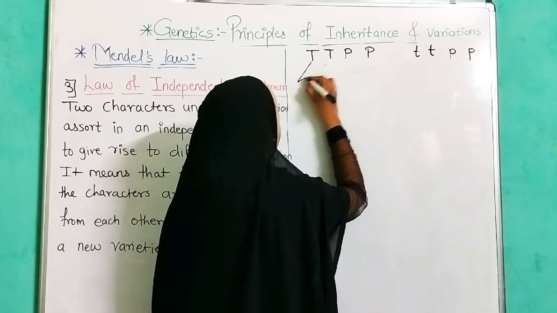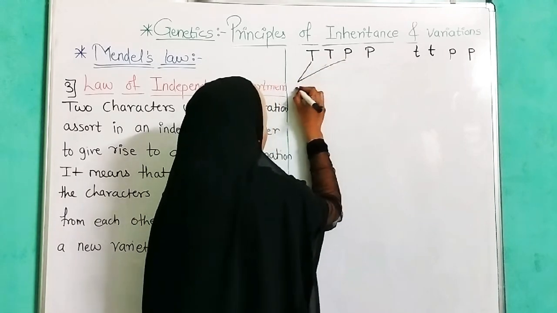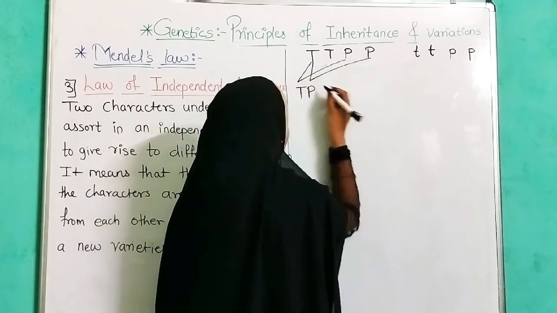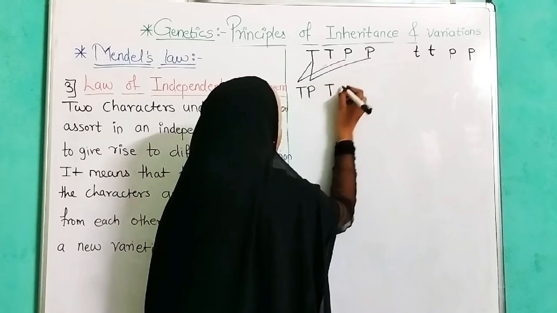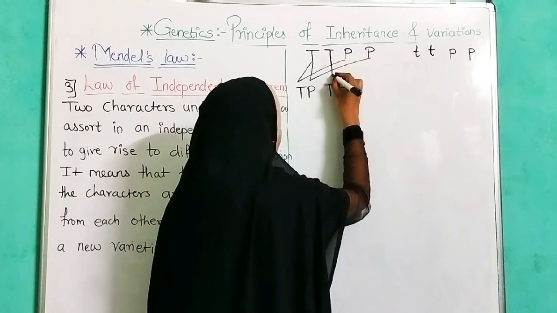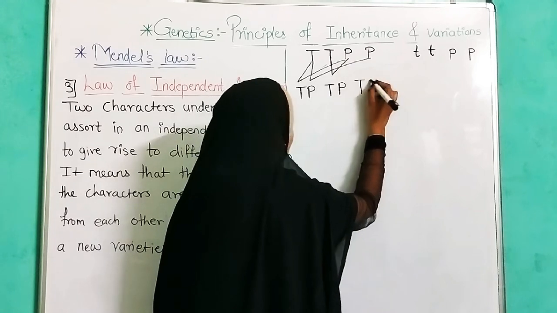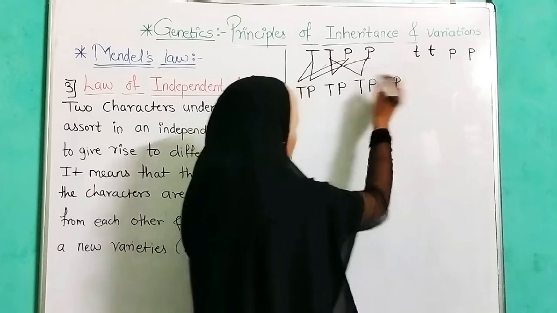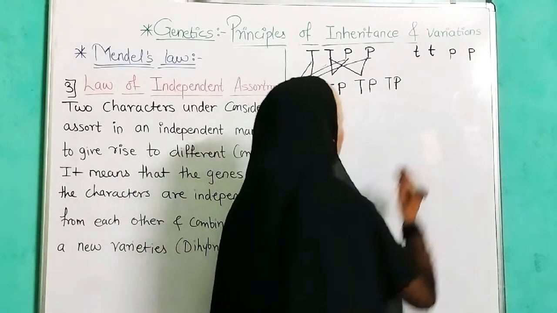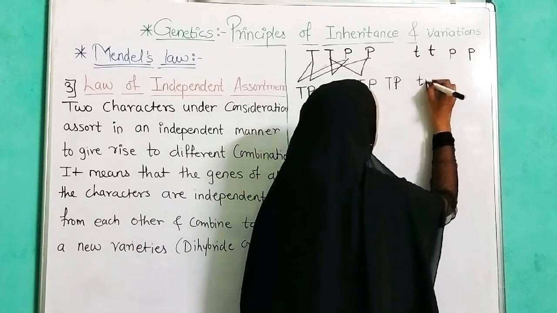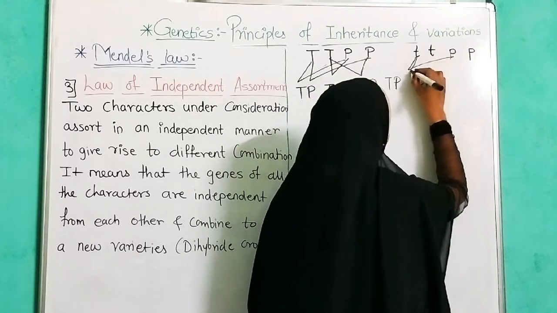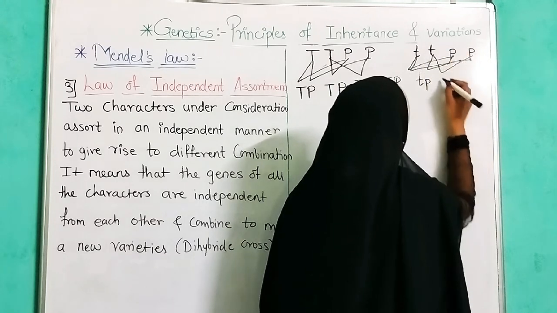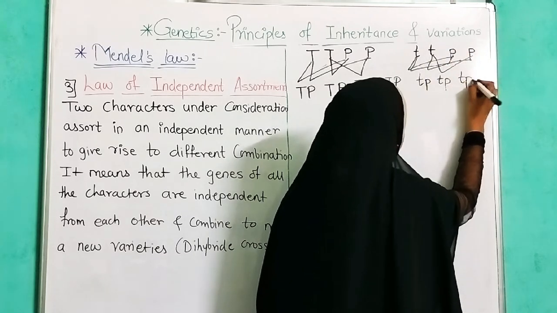This T fuses with P. So capital T, capital P. Again this T crosses with capital P, capital T and capital P, capital T, capital P, capital T and capital P. Same as it is, here we are going to see small t, small p, small t, small p, small t, small p, and here small t, small p.